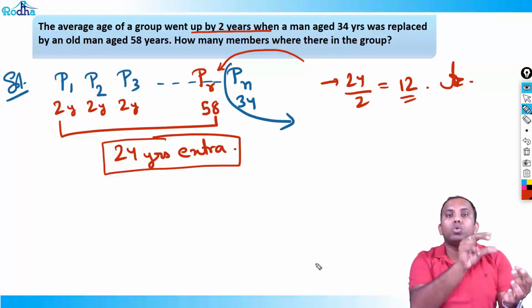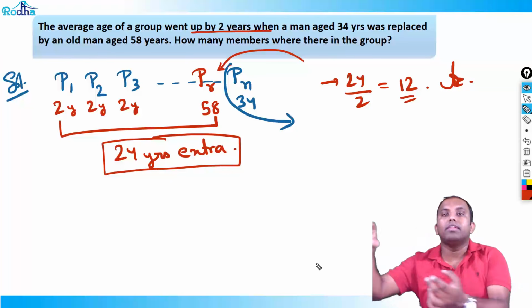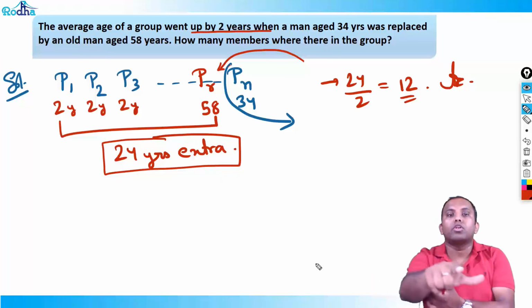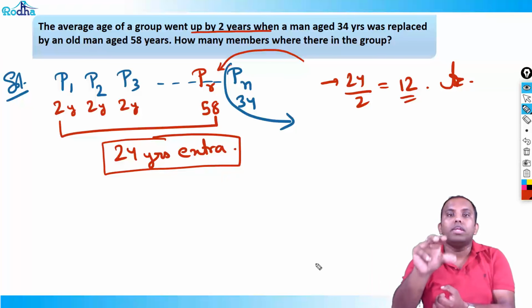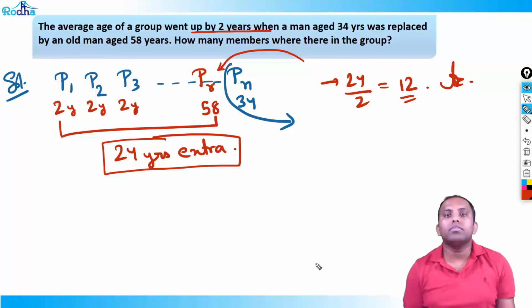That means 2 years is distributed extra among how many persons? The total is 24 years extra. So 2 years will be distributed among how many persons? 12 persons. 24 by 2, 12 is the answer for this question. That's it, right? Another method, you can say method 2.